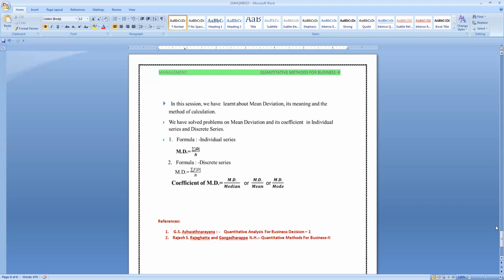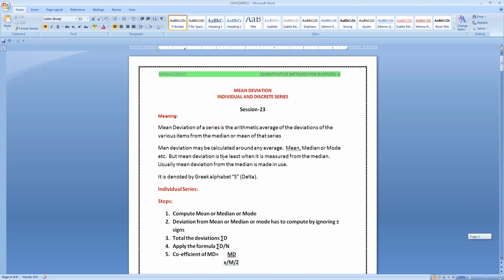So this is how we need to calculate the values of mean deviation in case of individual and discrete series.